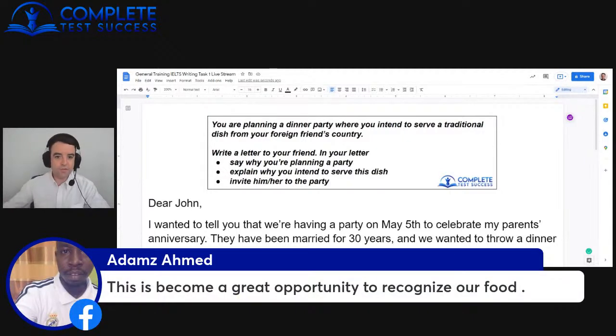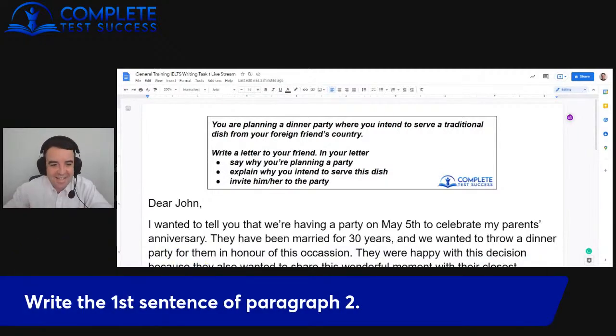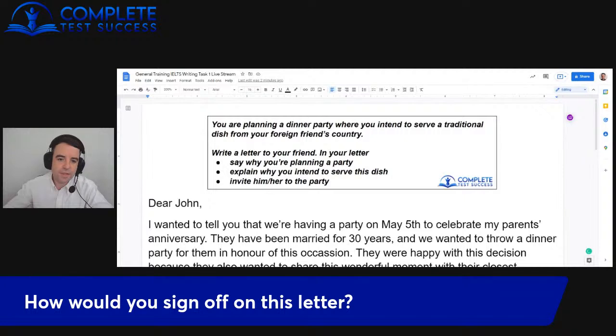This has become a great opportunity to recognize our food. Okay. So then we need to finish off our letter and just say goodbye, basically. So depending on whether it's formal or informal, you will need to change the way that you sign off. So let's forget about paragraph 3. We don't have time for that. But I do want you to tell me, how would you sign off on this letter? So remember, it's an informal letter. So how would you sign off?